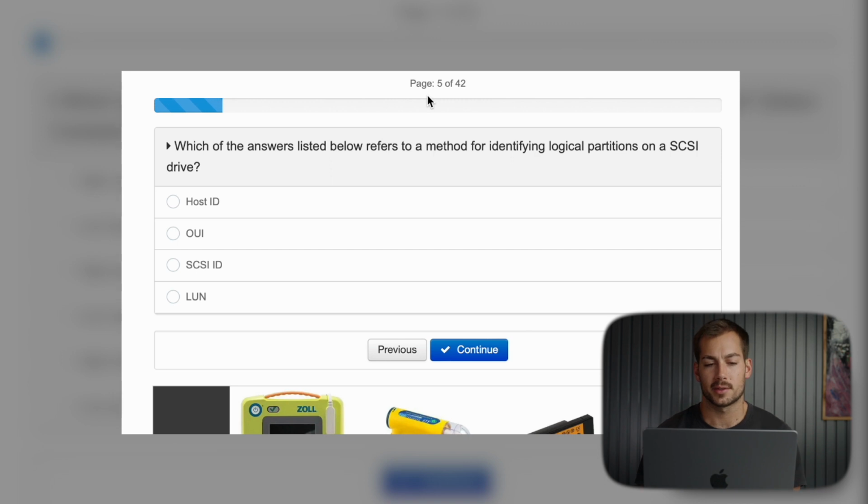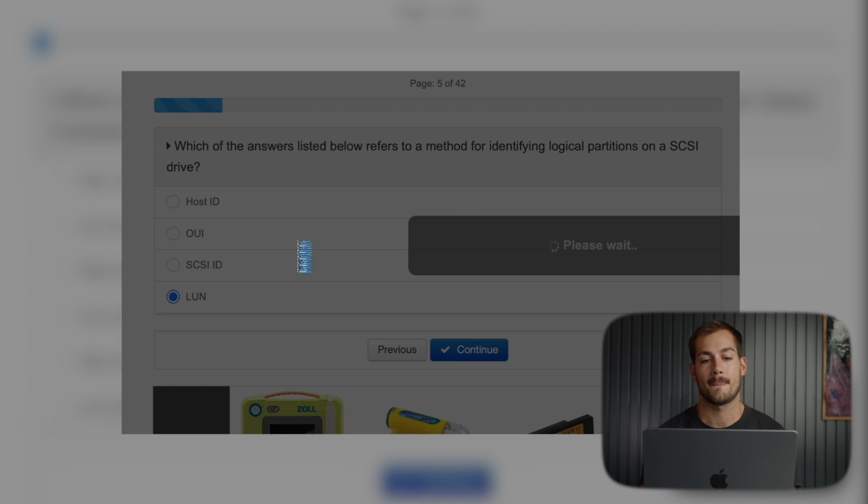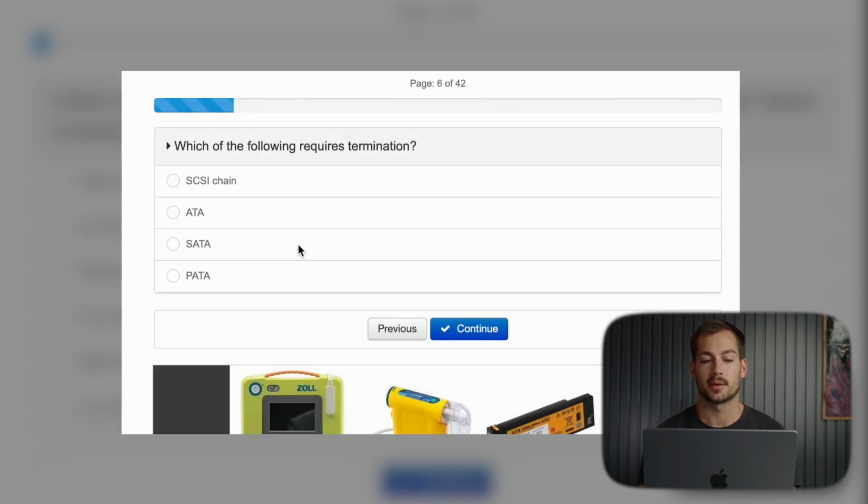Which of the answers listed below refers to a method for identifying logical partitions on a SCSI drive? Now this question is actually referring to the logical unit number. So this is kind of the case of knowing the abbreviation. So identifying logical partitions is the logical unit number. So D is the correct answer. Which of the following requires termination? Again, this is going to be the SCSI chain. And the reason for this is so that commands and data can be transmitted to and from devices.